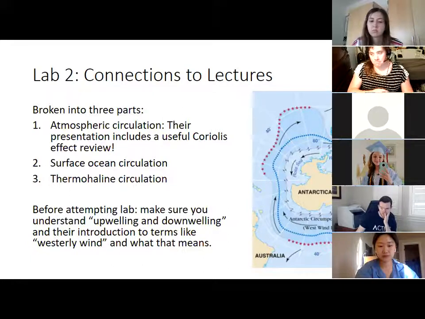So it's not a big lab, but it's kind of like three small labs in one. It's a couple questions about these three different topics, and if you need to review the lecture material, you know where to look for these.